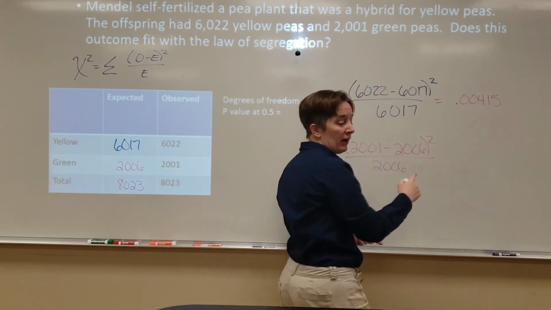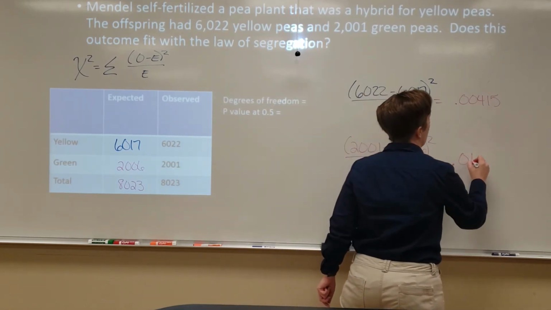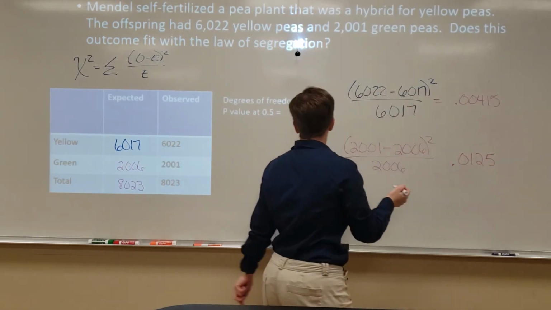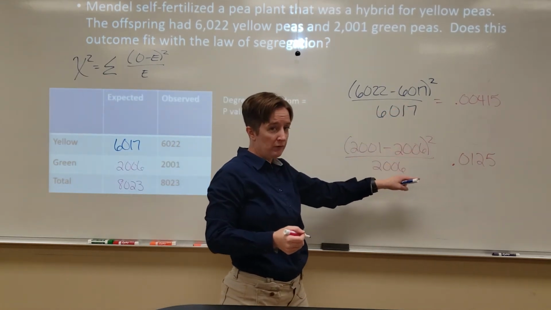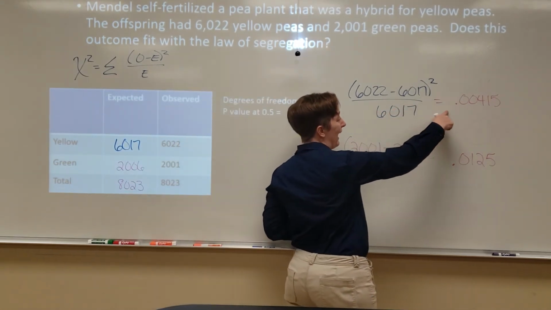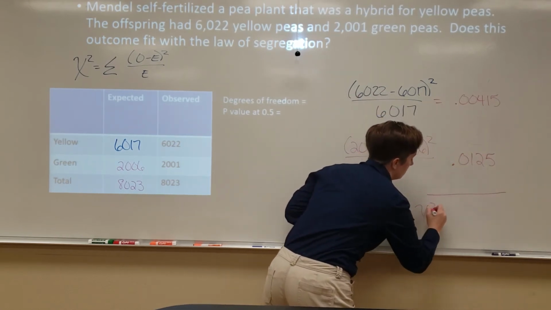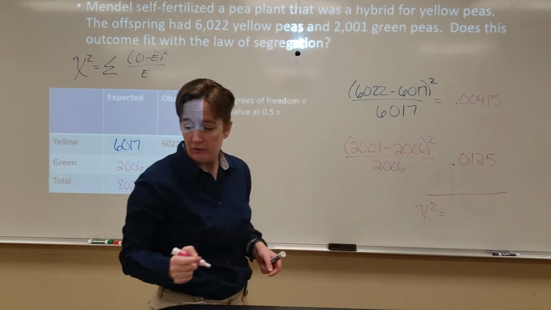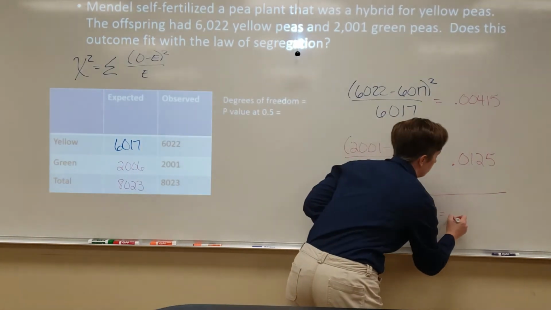And then what the bottom value is going to give you is 0.0125. Now, the sigma that was at the beginning of this means that we have to sum for each one of those expected outcomes. And so we're just going to add that number to that number to get our final chi-square value in this case. And so those end up equaling 0.0166.